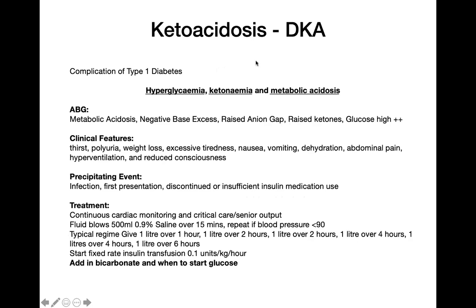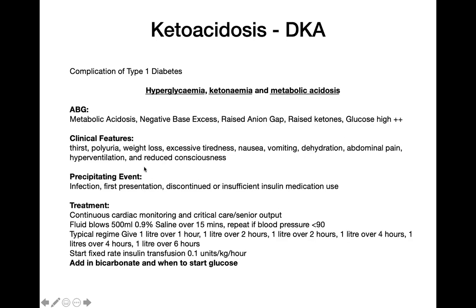Okay, the other one we talked about that commonly comes up is DKA. I'm sure you're all familiar with DKA. Please put any questions in the chat, but just to go over briefly, if this came up in an ABG like we were doing before, we've got metabolic acidosis with a raised anion gap, and we've got raised ketones, and our glucose is high, so we've got hyperglycemia, ketonemia, and metabolic acidosis, and we will be looking to confirm all those.